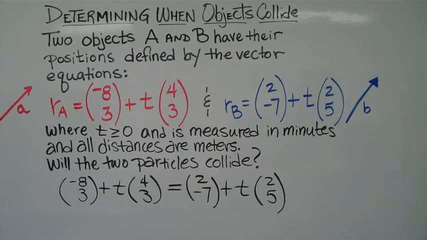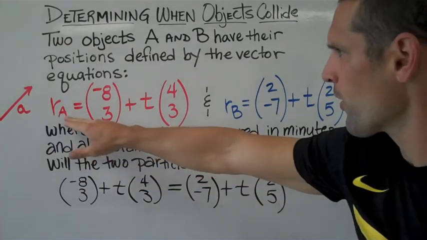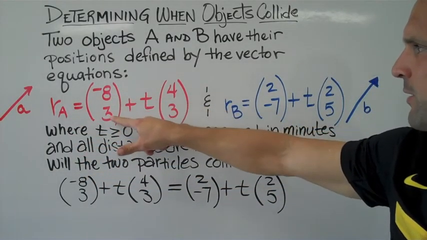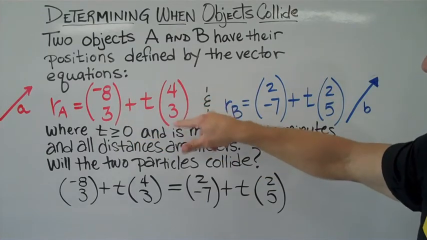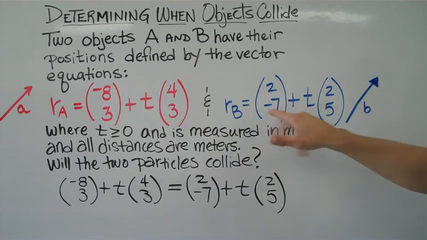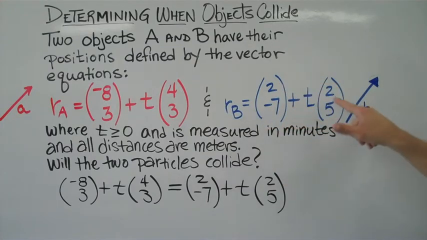Here's a problem we do with vectors often. Determining when objects collide. We do this often. Two vectors A and B have their positions defined by these vector equations. This is RA. Remember, this is a point on the line, negative 8, 3, plus this is where we're going. This is the directional vector, and this is the position vector. And RB starts at some point here, and this is its directional vector as well.